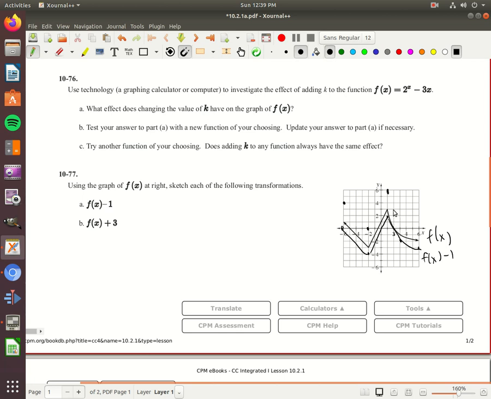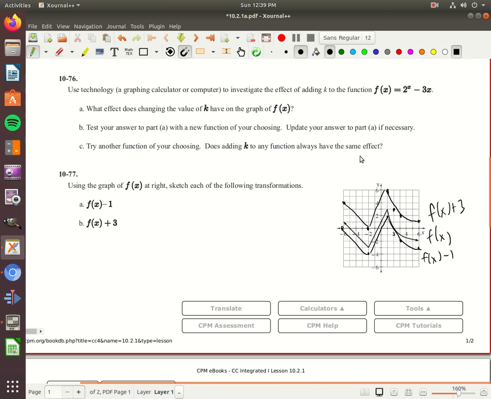I will do my best again to connect those dots. Looks kind of like a Charlie Brown sweater. So there we go. There's f of x in the middle. F of x minus 1, I shifted the whole thing down 1. F of x plus 3, I shifted the whole thing up 3.